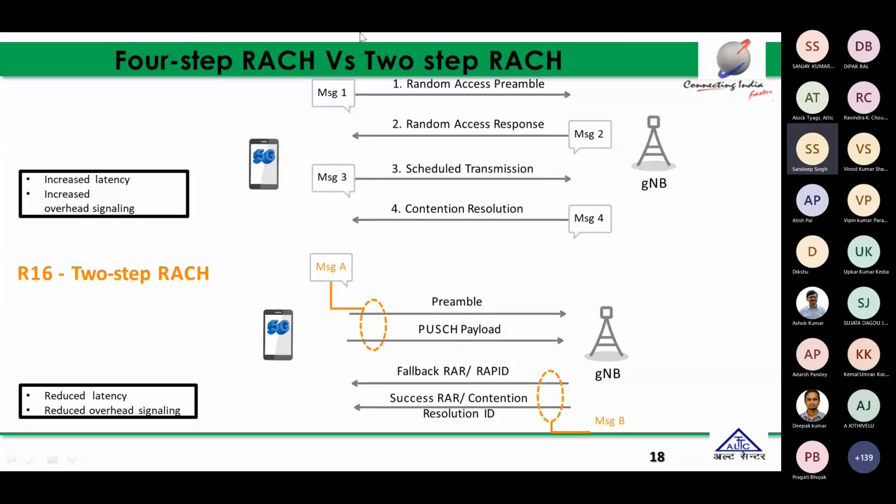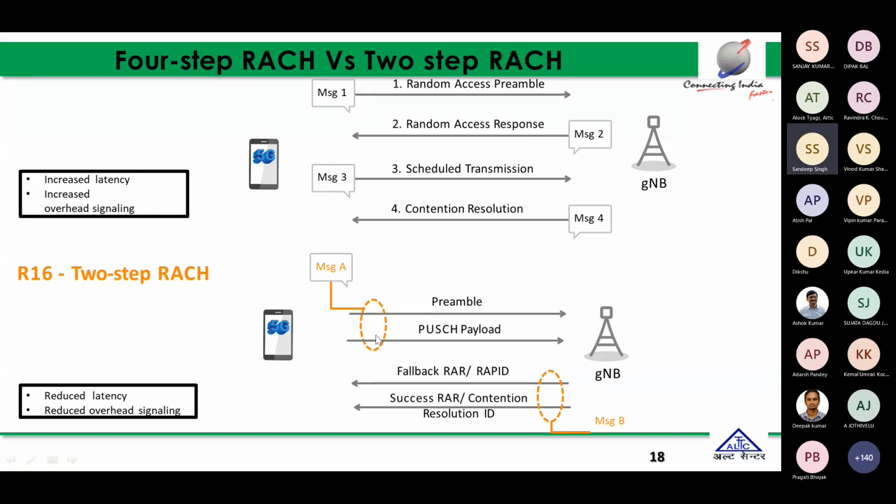The four-step random access procedure I have already discussed. CBRA and CFRA: random access preamble, random access response as the second message, the third message is the scheduled transmission, and the fourth message is the contention resolution. But in 3GPP release 16, they also give us the two-step random access procedure for reducing the latency at the control plane side, where the first message is message A, and the second one is known as message B.